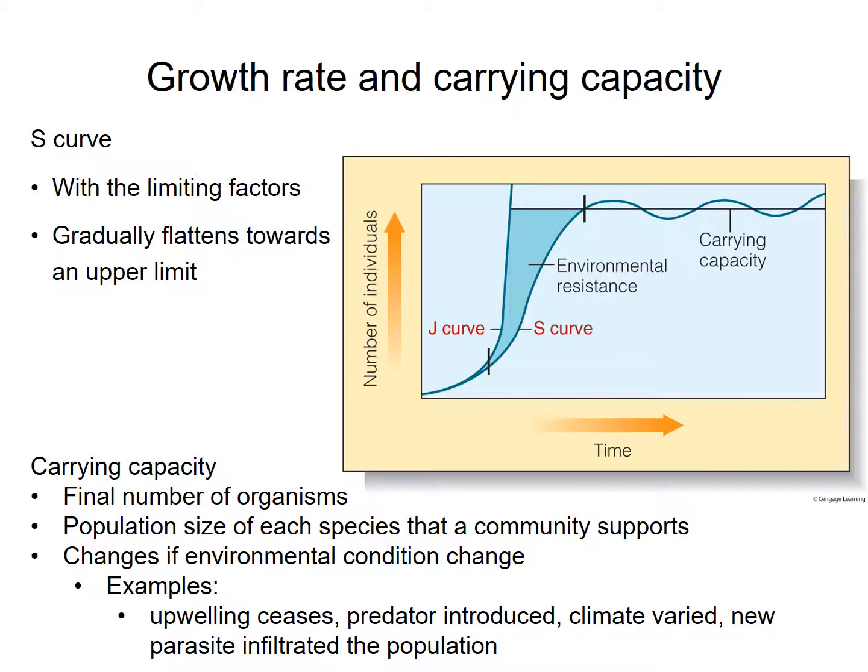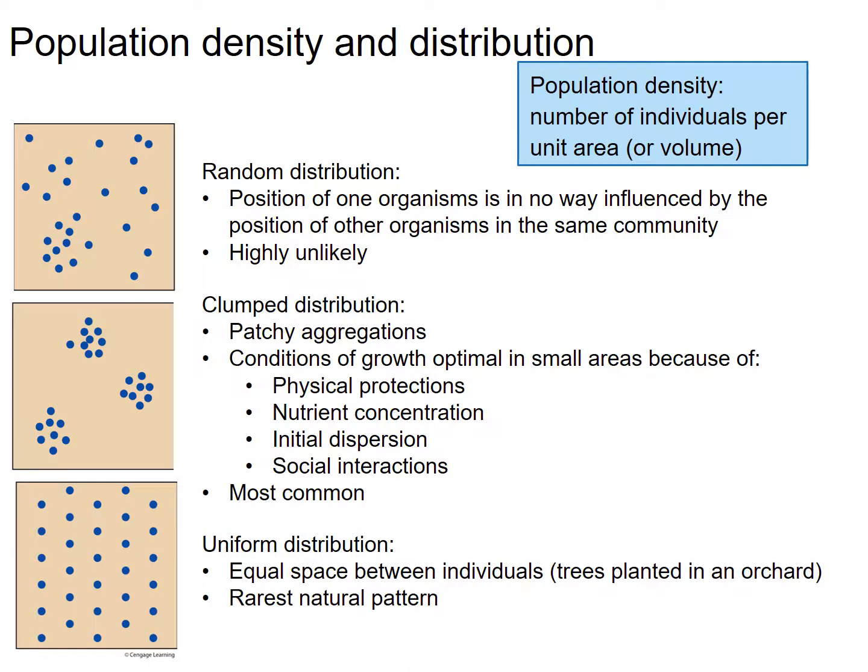So environmental conditions can change. Examples are if you are living in an upwelling area or in the upwelling season, or a predator is introduced, or the climate varies, or a new parasite is infiltrating the population. Population density and distribution. Population density is defined as the number of individuals per unit area or volume.